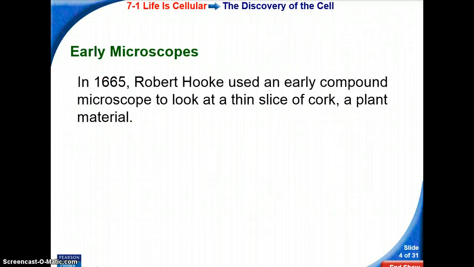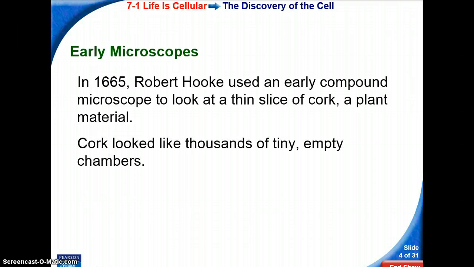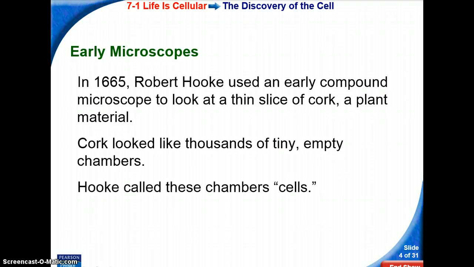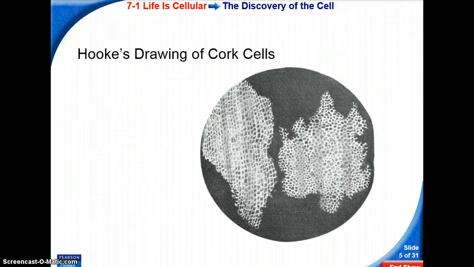Okay, so to start this lesson, we're going to be talking about microscopes. The very early microscopes were developed in 1665, and the scientist named Robert Hooke used an early compound microscope to look at a thin slice of cork, which is a plant material. The cork looked like thousands of tiny empty chambers, but he was able to see it very clearly, and he was the first scientist to call these individual chambers cells. And what we know a cell is, is the basic unit of life.